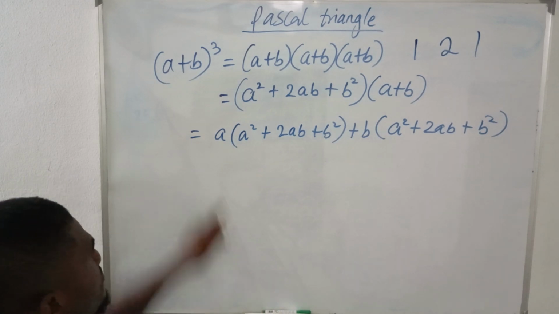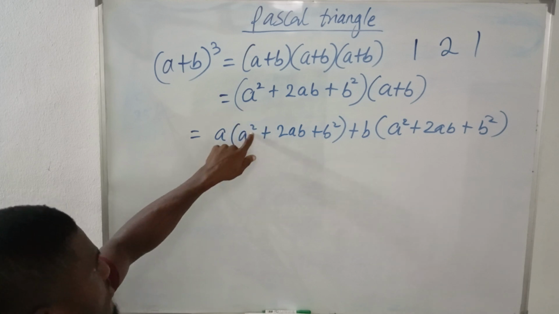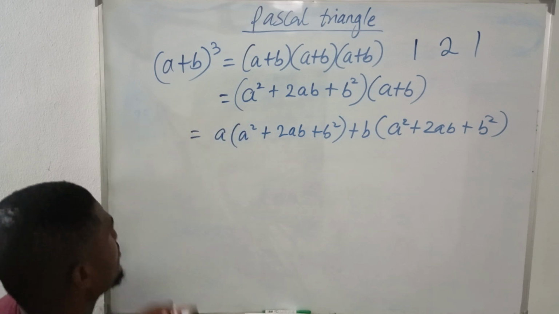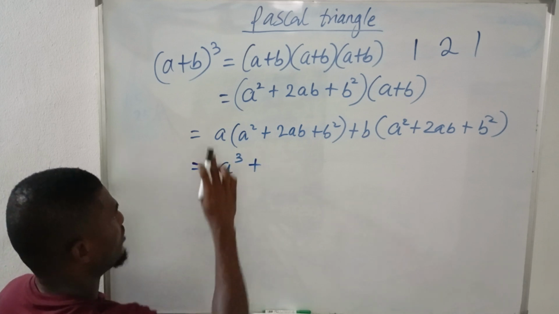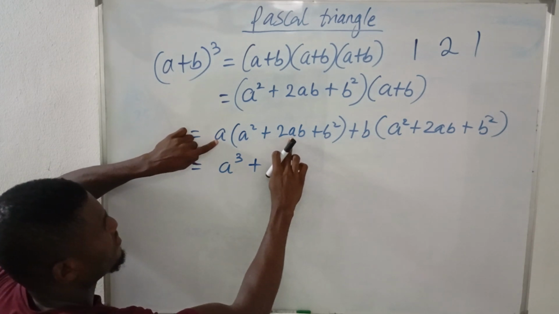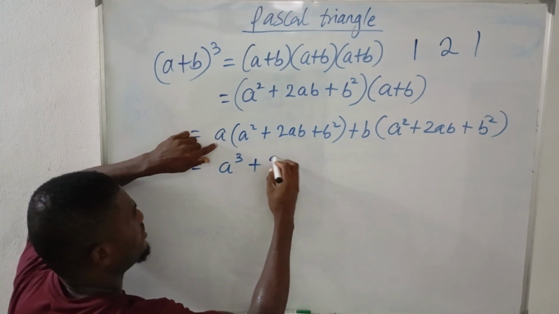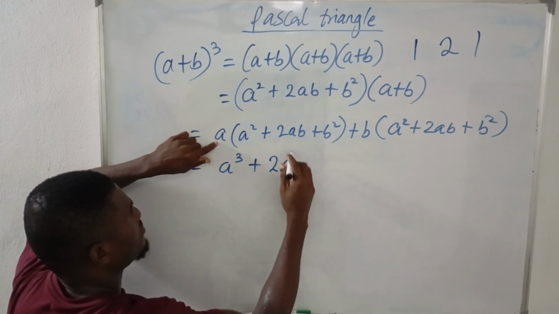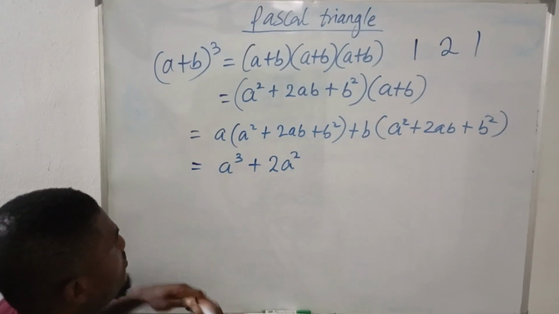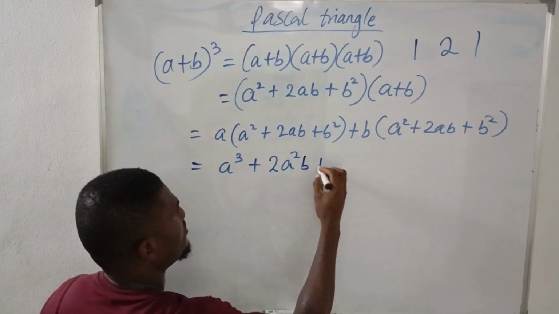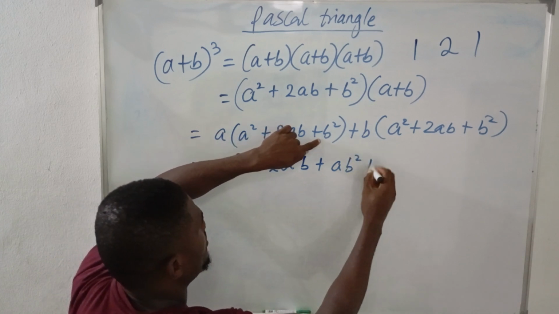Let's expand this now. A will multiply a squared. That makes it a to the power of 3, because this is a to the power of 2 and this a to the power of 1. So this will give us a to the power of 3. Now this with this, remember we have 2a there, which means a here has the power of 2. So let's write the number first. The number is 2, and then the letter a, which we write as the power of 2, and then we have b, so we put it down, b, plus this with this, that will be a and b squared.